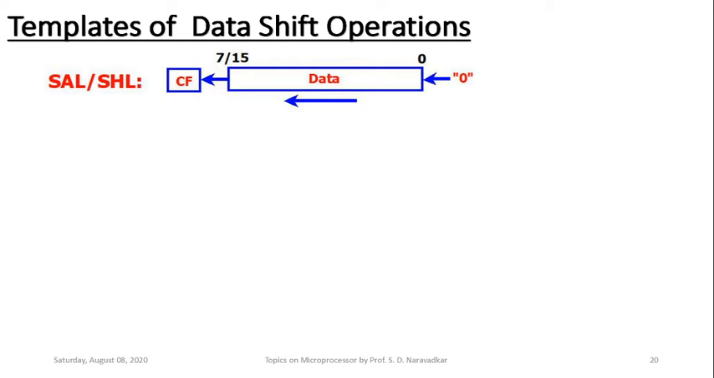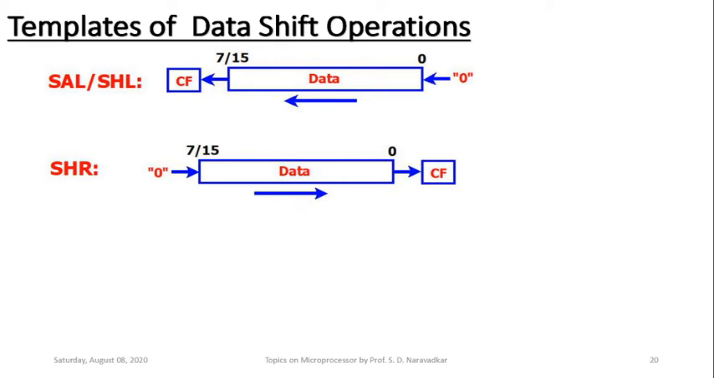Then the second template is about shift right, that is a logical shift right, SHR. You can easily observe that this particular operation is exactly opposite to that of the previous template shown above. Here the 8 or 16 bits of data will be shifted towards right. The direction of the arrow clearly indicates it. The bits which are coming out of the LSB, that is bit number 0, will be successively copied into the carry flag.